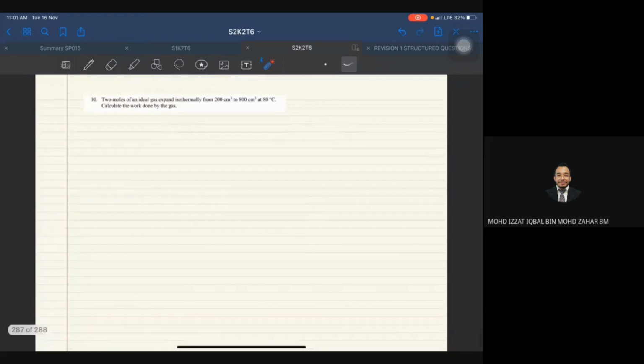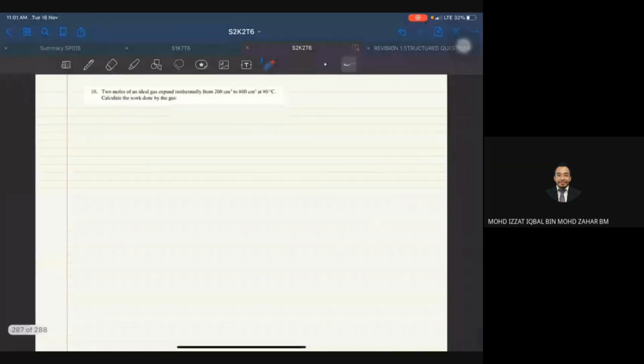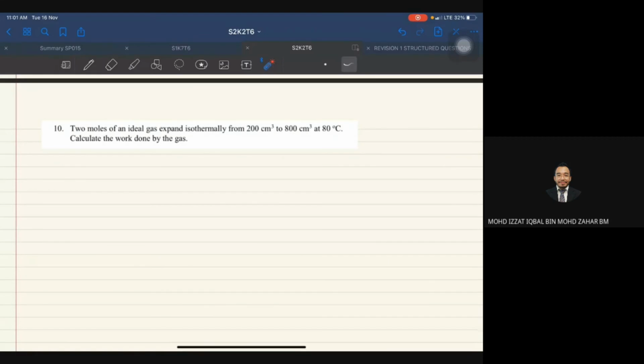Okay, cuba kita tengok examples. Maybe you can try 2 examples kot. Okay, question number 10. Dia kata ada 2 moles of an ideal gas expand isothermally. Okay, cuba baca dulu soalannya. Soalan nombor 10. Okay, dah baca belum? Okay, 2 moles of ideal gas expand isothermally. Okay, isothermal maksudnya apa yang constant? Temperature constant. Okay, very good. From 200 cm³ to 800 cm³ at 80 degrees Celsius. Calculate the work done by the gas.